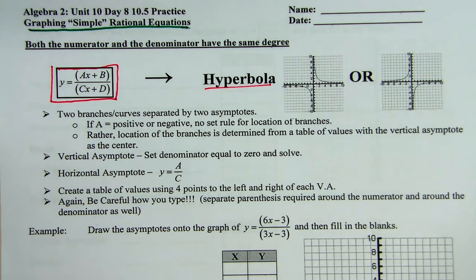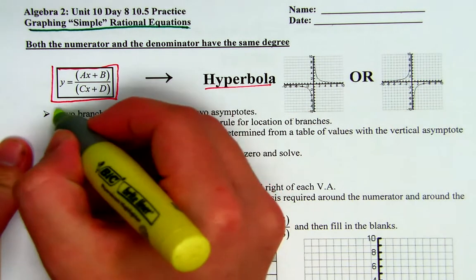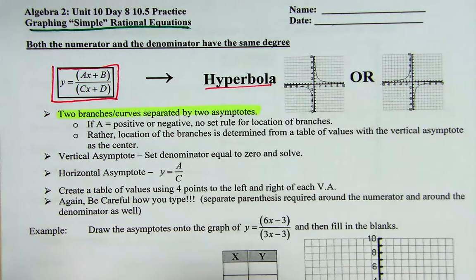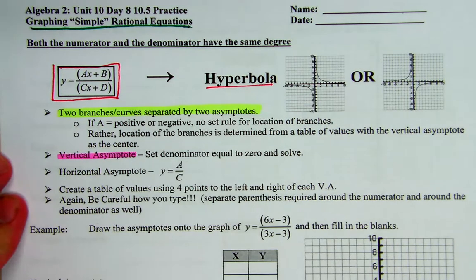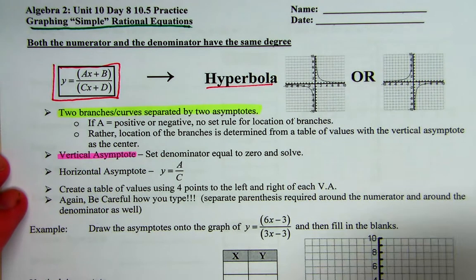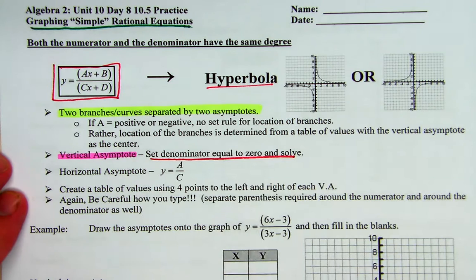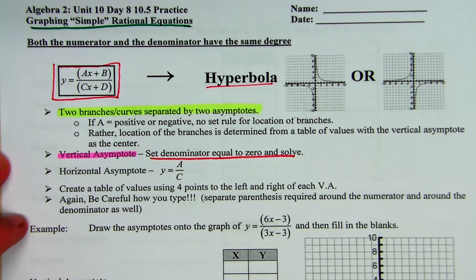Well, really, it is two branches or curves separated by asymptotes. Asymptotes are parts of a graph that graphs approach but never touch. There's no set rule for these, so that's why we're going to go through how to graph them. The location of them is determined by those asymptotes. First, we're going to talk about the vertical asymptote. The vertical asymptote of a function is found by setting the denominator equal to 0 and solving. We've done that in the past.